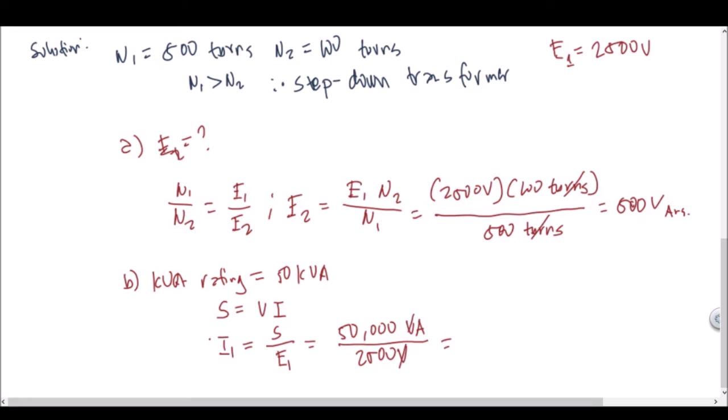So using your calculator, we have 50,000 divided by 2500, and that will be equal to 20 amperes. So our full load current for the primary is 20 amperes. Now how about for the secondary?